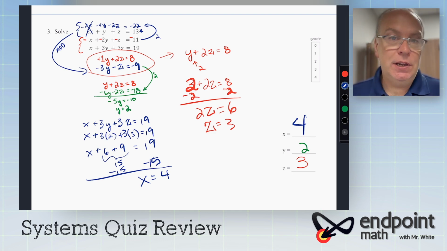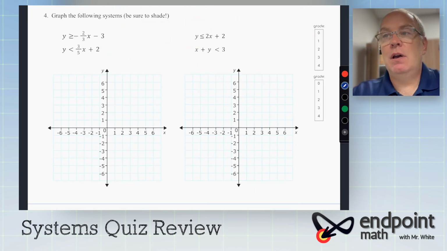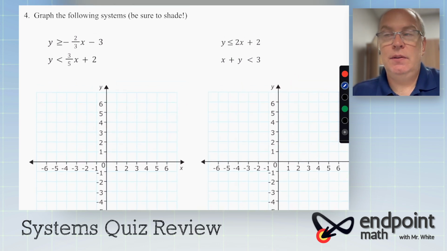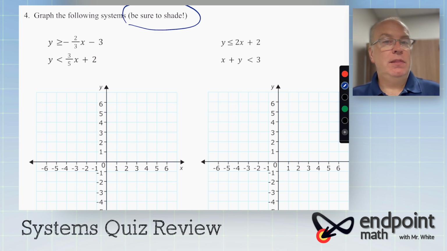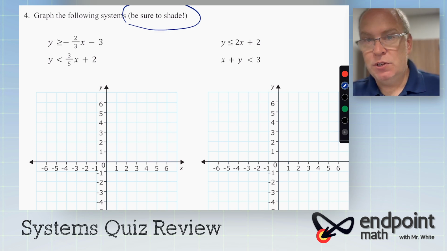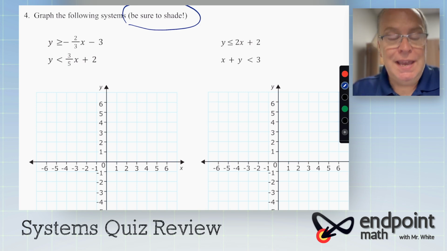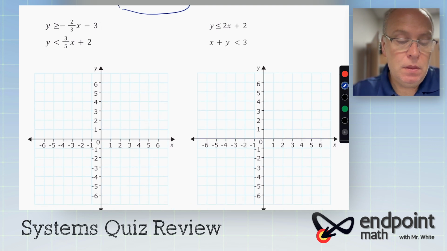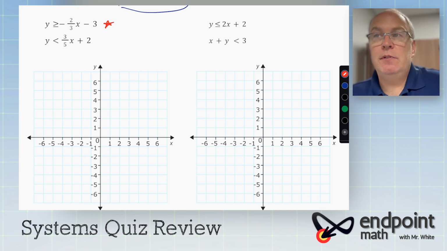The last section in our chapter had to do with systems of linear inequalities. I put here on the quiz, be sure to shade, and the reason I put that there is you wouldn't believe the number of students who just draw the 2 lines and they stop. They're missing the entire point of this. It is shaded regions. So again, I will use colors to my advantage. Hopefully that'll help you see.